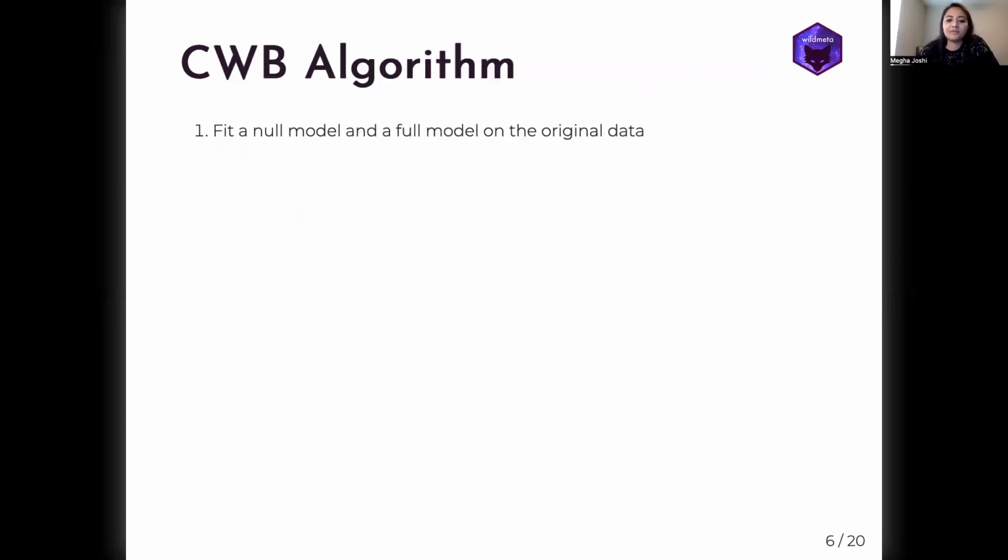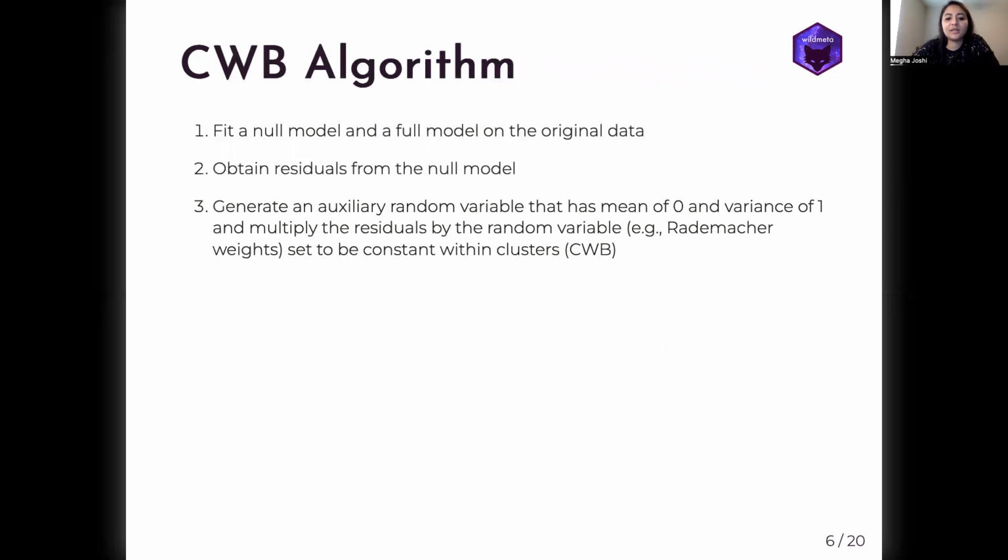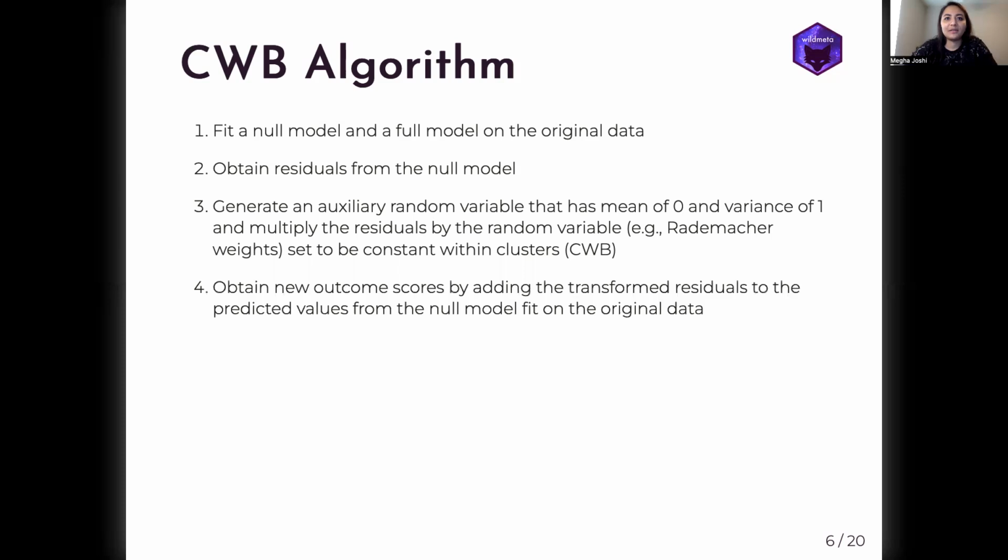So this is the algorithm for cluster-wild bootstrapping. First, we fit a null model, which excludes the variable that you want to test, and a full model, which includes the whole meta-regression model, on the original data. We then obtain residuals from the null model. Then we generate an auxiliary random variable that has a mean of 0 and variance of 1, and multiply the residuals by the random variable, set to be constant within clusters. We then obtain new outcome scores by adding the transformed residuals to the predicted values from the null model fit on the original data.